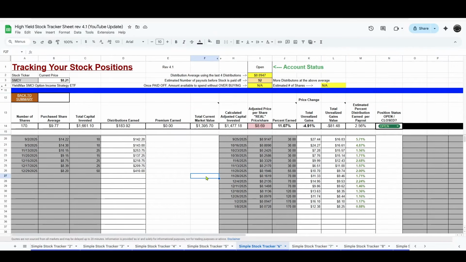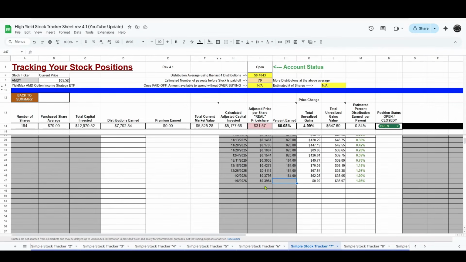I just need more time to get more distributions, or for SMCY to give me an opportunity to buy shares under that real price per share, so that will also lower it, or for SMCY to trade sideways to up, so eventually I can get under that current price. Again, that is not financial advice and it's not guaranteed, but that is my goal and that's what I'm looking for it to do. For AMDY, we earned 39 cents.